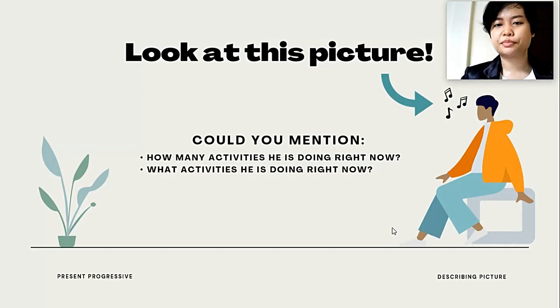Now take a look at this picture. Could you mention how many activities he is doing right now? And could you mention what activities he is doing right now? Do you get it? Alright, as you can see, that man is doing two different activities, right? The first one is he is singing, and the second one is he is sitting or he is relaxing.